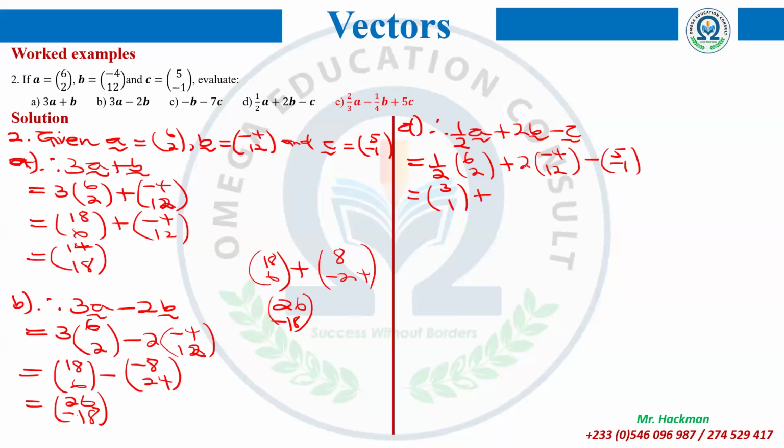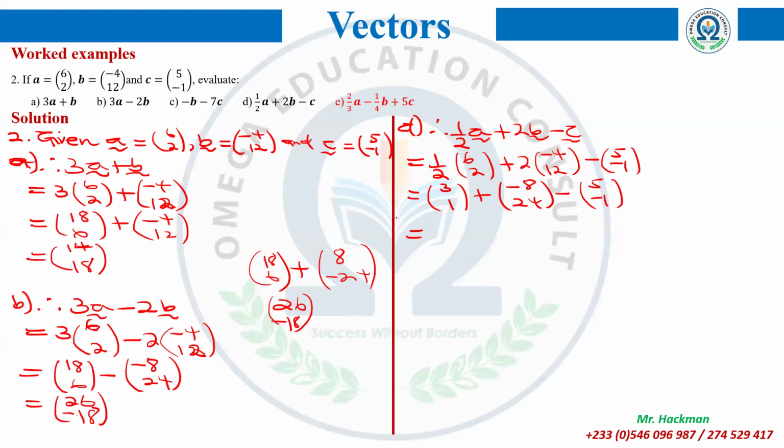I will keep the sign, then I'll multiply the scalar. So that will give me 2 times -4, that is -8. 2 times 12, that will give me 24. Then minus, the scalar here is 1, so you keep exactly what you have here, -1. So at this point, we are going to combine.